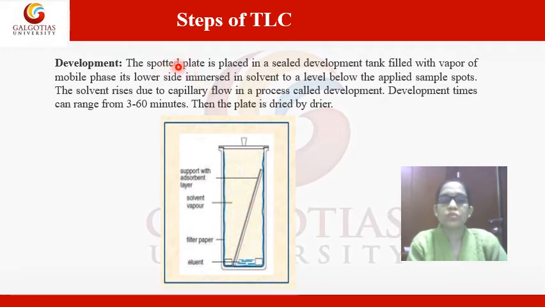The spotted plate is placed in a sealed development tank which is filled with vapors of the mobile phase on its lower side. So on the lower side of the plate, the solvent or mobile phase will be there, so that the solvent level is below the applied sample spots. Whatever solvent we take in the chamber should be below the spotting of the TLC plate. The solvent rises due to capillary action, and this process is called development. The development time is generally from 3 to 60 minutes. After the development, the plate is dried with a dryer.